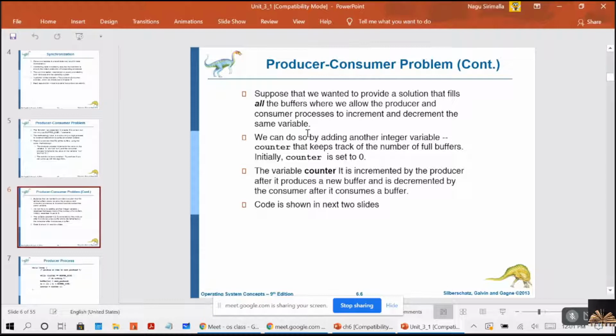Here what we are doing is, there the producer always produces, but here we are allowing both the producer and the consumer to increment as well as decrement the same variable, right? In and out, two variables we have seen now. So we can do so by adding another integer variable, counter, that keeps track of the number of full buffers. Initially counter is set to 0. So we will be using one more variable, counter, here. The variable counter is incremented by the producer after it produces a new buffer and decremented by the consumer after it consumes a buffer, right?